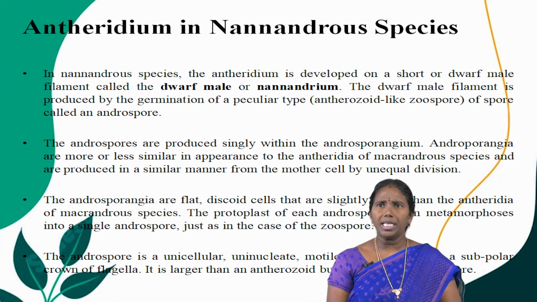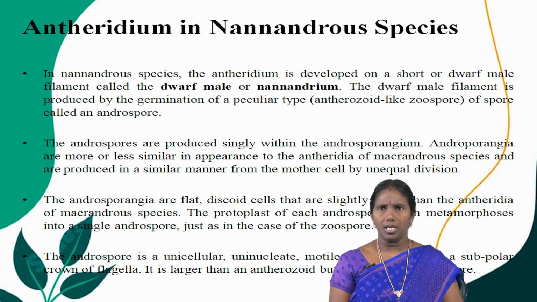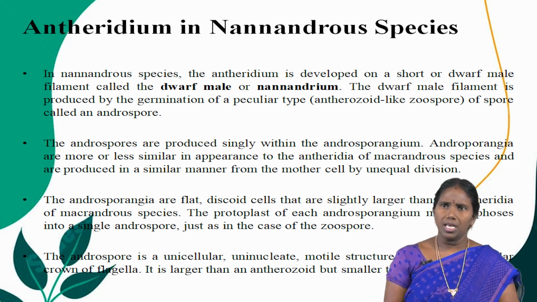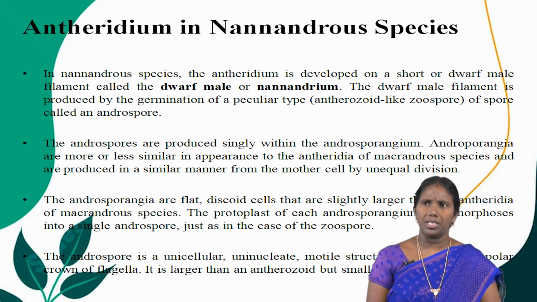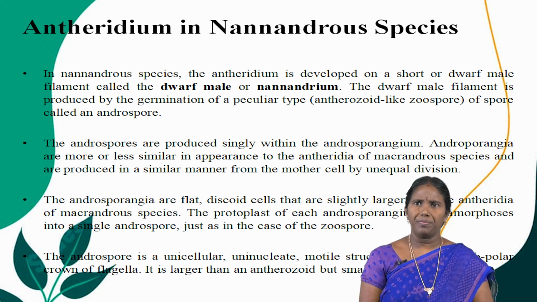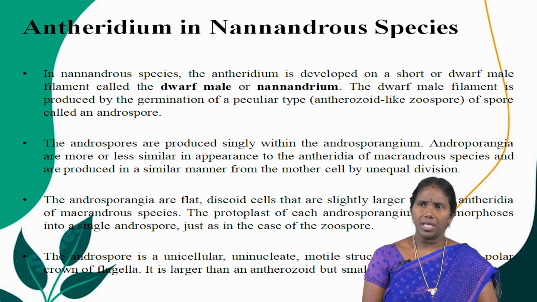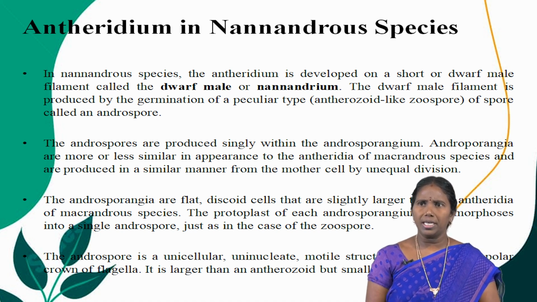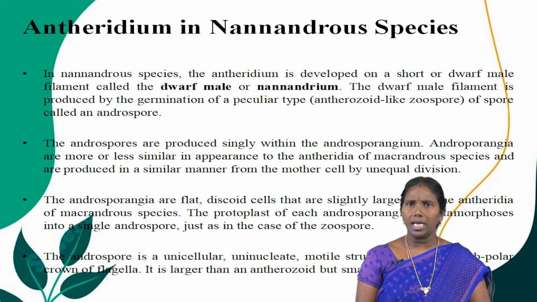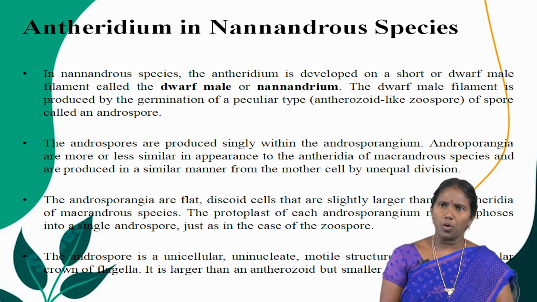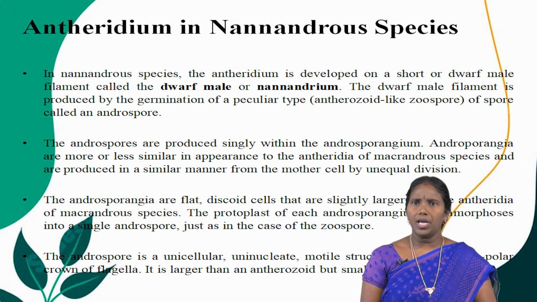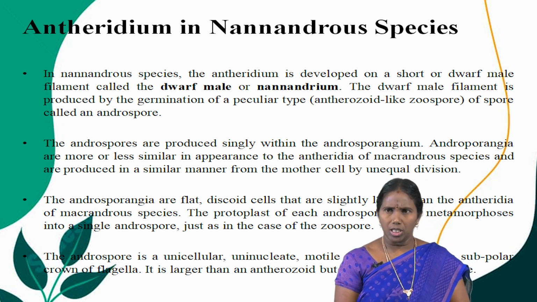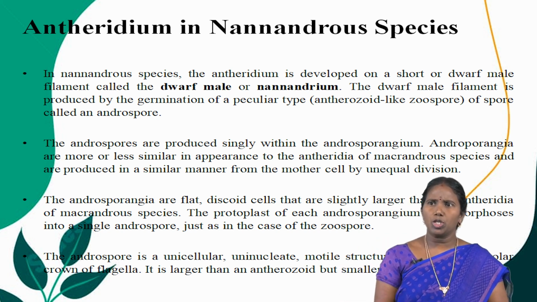This is the antheridium in Nannandrous species. In Nannandrous species, the antheridium is developed on a short dwarf male filament called the dwarf male or nannandrium. The dwarf male filament is produced by the germination of a peculiar type of spore called an androspore. The androspores are produced singly within the androsporangium.